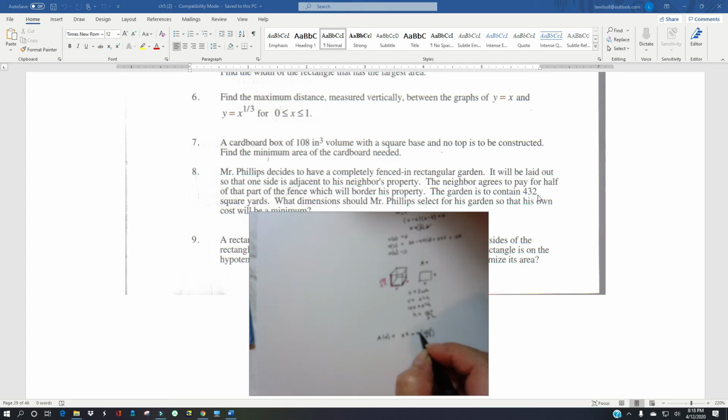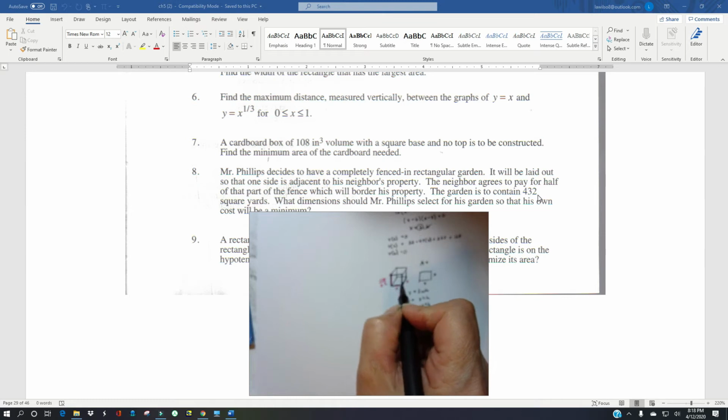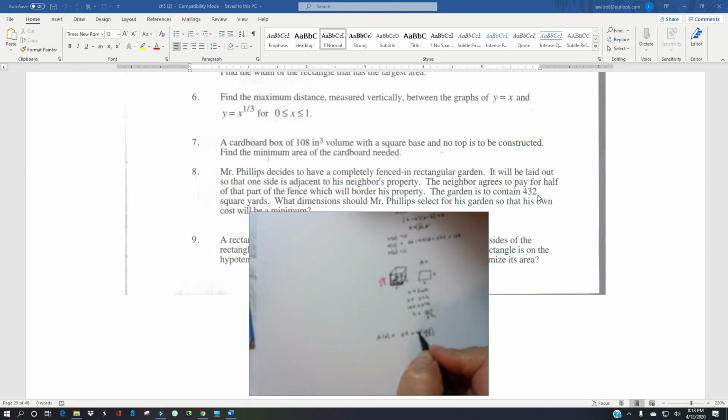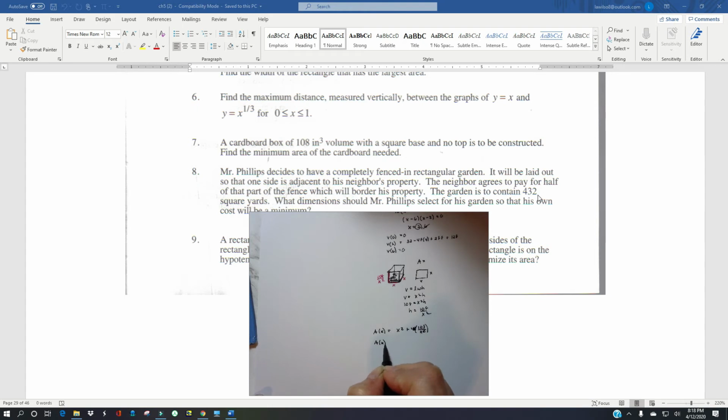times x, right? So in other words, if I did the front here, the area would be x times 108 over x squared. So there's an x in there. It's hard to see. And this x is nicely going to cancel with one of those x's. And 4 times 108 is 432. So A of x is equal to x squared plus 432 over x.